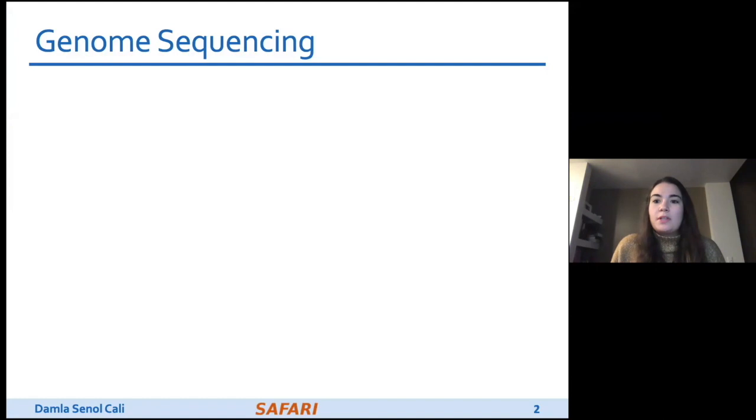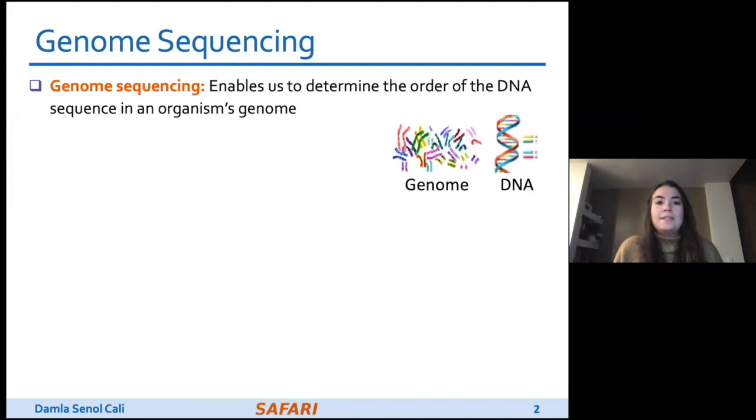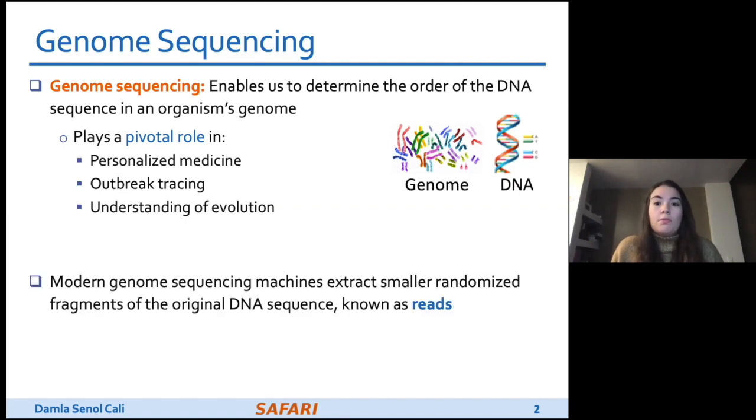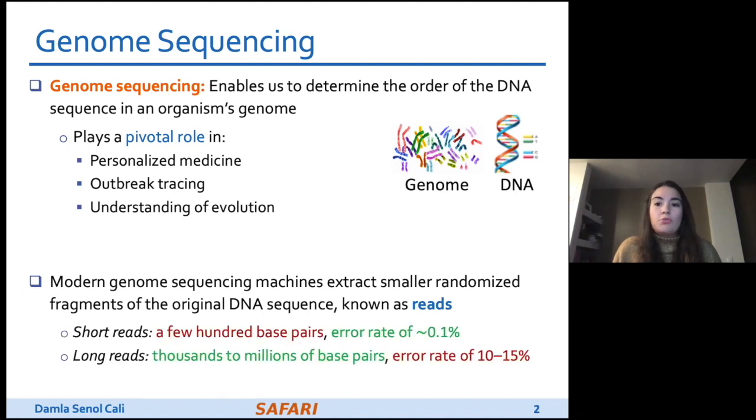So genome sequencing, which enables us to determine the DNA sequence of an organism, plays a pivotal role in areas such as personalized medicine, outbreak tracing like COVID-19, and the understanding of evolution. Modern genome sequencing machines extract small randomized fragments of the original DNA sequence, which we call reads. And state-of-the-art sequencing machines produce either short reads or long reads, and this is based on the length of those parts of the DNA sequence.